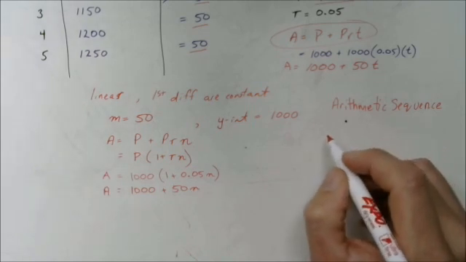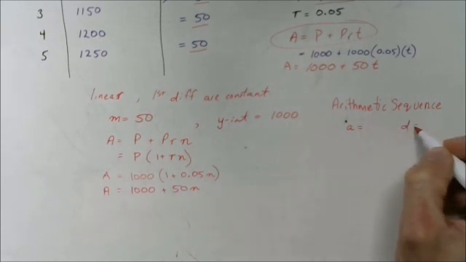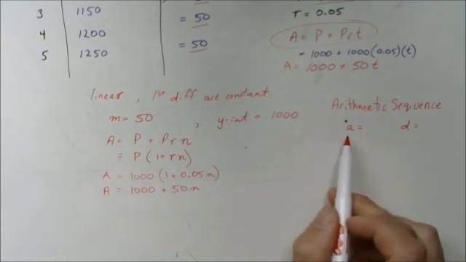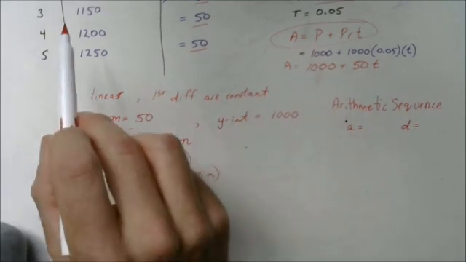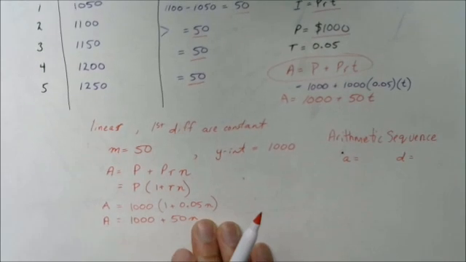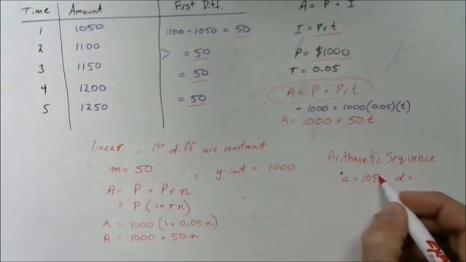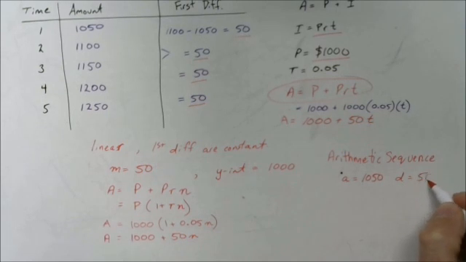So we're going to first identify a, the initial term, and d, the common difference. Now be careful, the initial term is not the principal. The initial term is what we have in this amount column. The first term is 1,050, with a common difference of 50.